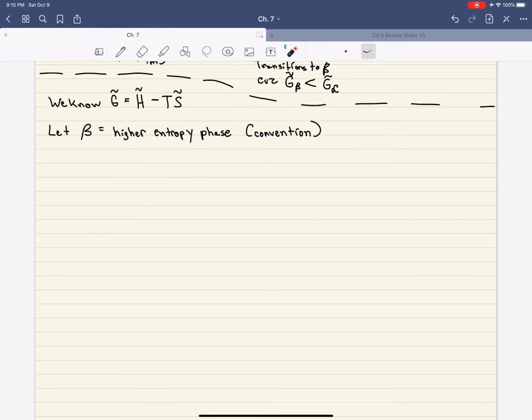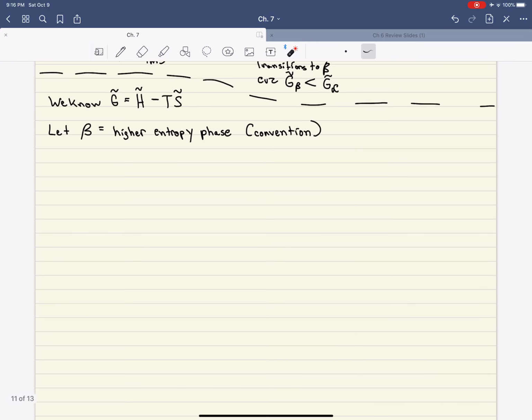Similarly, if we were looking at the transition from a liquid to a vapor, in that case, the beta phase would be the vapor phase. All right, in any case, we want to look at how enthalpy and entropy change as a function of temperature. We could think about plots of enthalpy versus temperature. If we had an experiment where we measured the enthalpy of a substance as a function of temperature, what we would see is something that looks like this.